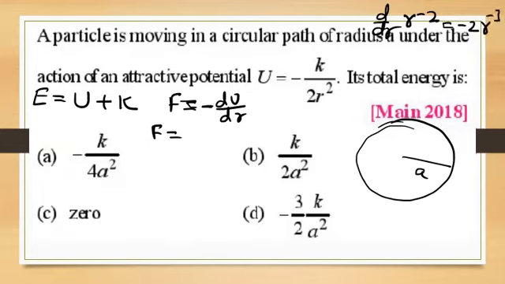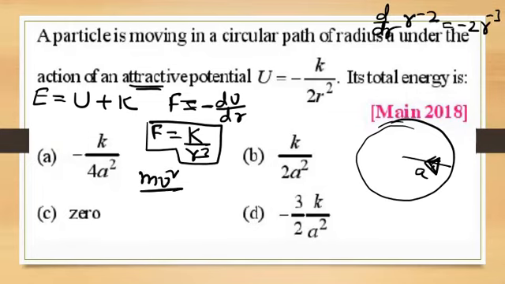So it means 2 will get cancelled. So k upon r cube. Minus minus will become plus only. So it is the force. And as it is an attractive potential, this is the force towards the center, which will provide the necessary centripetal force, mv square by r. F is equal to mv square by r, which is equal to k upon r cube.